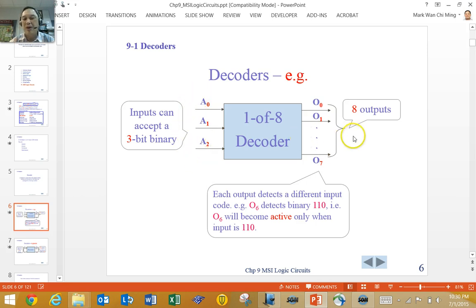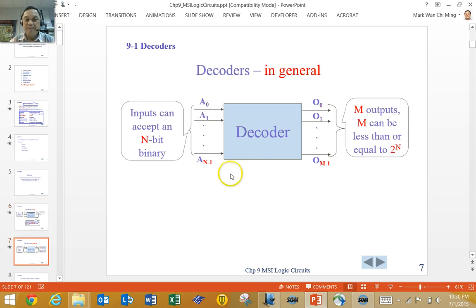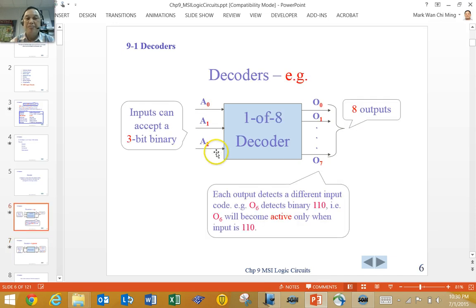Output 6 will be activated. Let's say you've got 0, 0, 0 here, then output 0 will be activated and the rest will not. Only one output is activated at a time. That's what they're talking about. The input can accept n bits of binary. For example, let's say we have a 3-bit input. Theoretically, you can represent up to 8 different outputs. But sometimes you might not go up to 8; you might have fewer than 8 also.